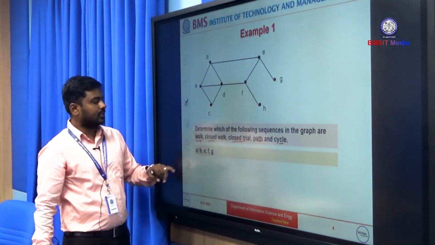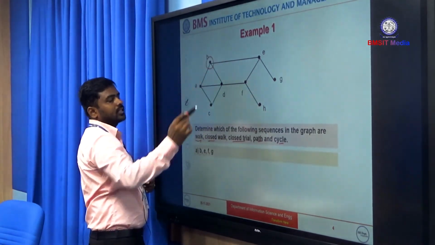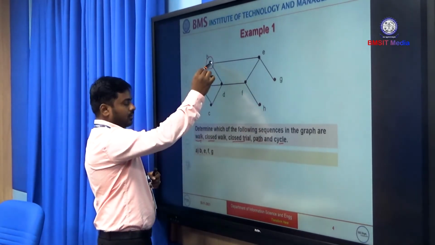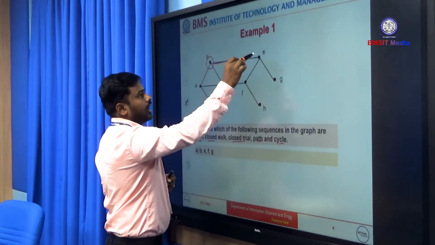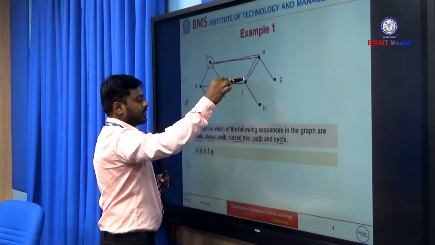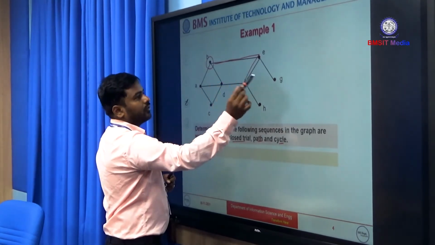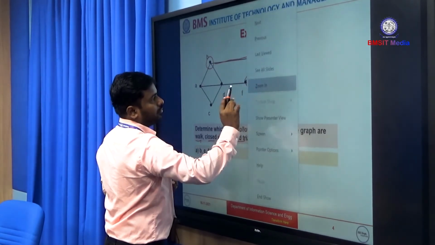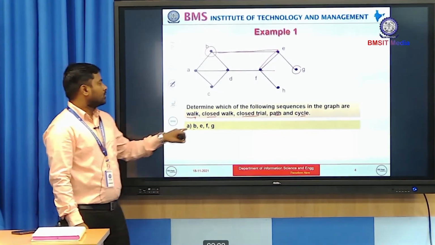Is it a walk? Let us see. So, we are starting from B, okay. So, what is a walk? It is an alternate sequence of vertices and edges. So, we will start with B, and then E, yes, there is an edge connecting to E, and next is F, yes, there is an edge connecting E to F, and from F we have G. There is no edge connected from F to G. So, that is why it cannot be a walk.